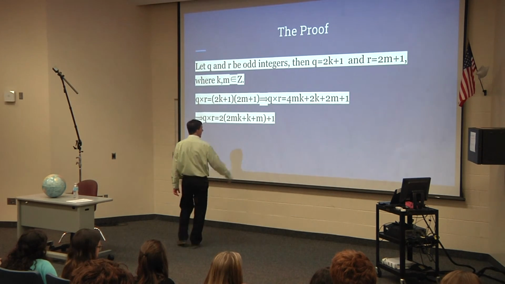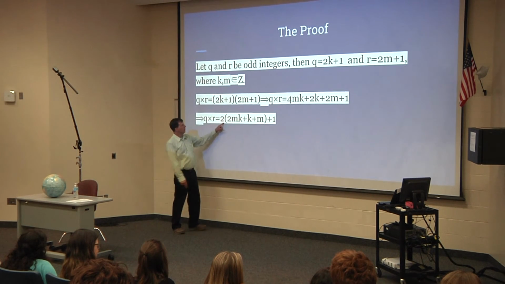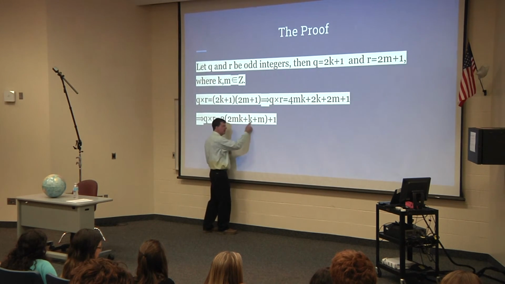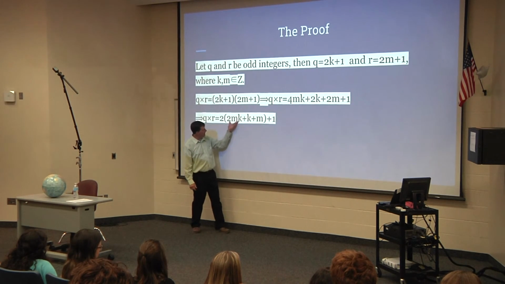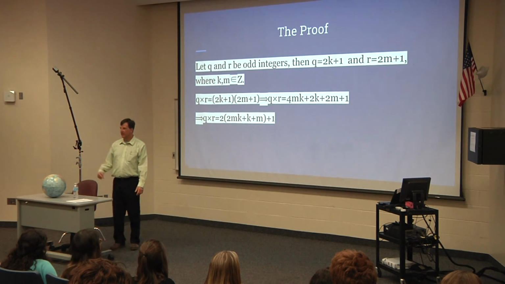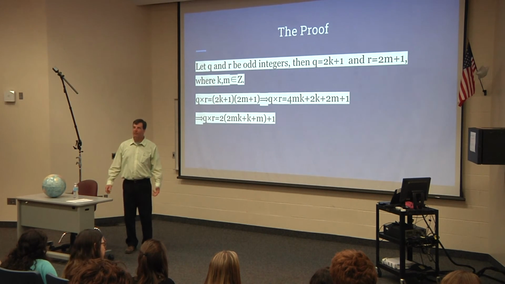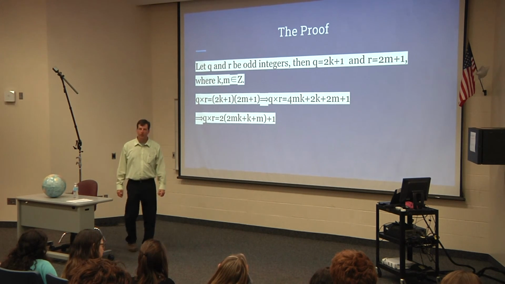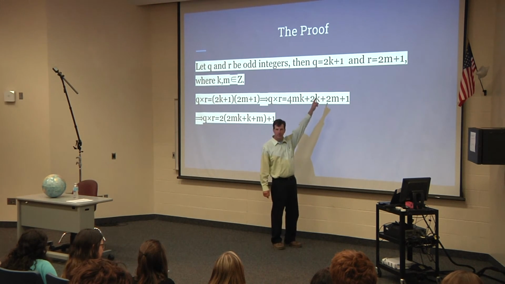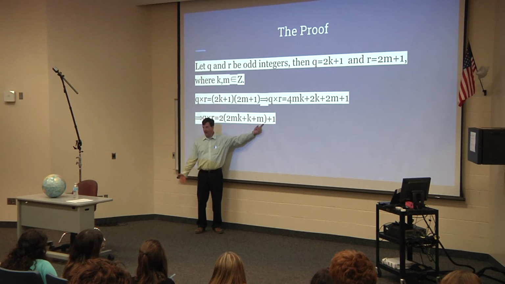We factor a 2 out, leave the 1 over there. Factor a 2 out. 2mk plus k plus m. What is this? If I add, multiply these plus these, what type of number is it? It's still an integer. What's the definition of an odd number? 2 times any integer plus 1. What is this? That's an integer.